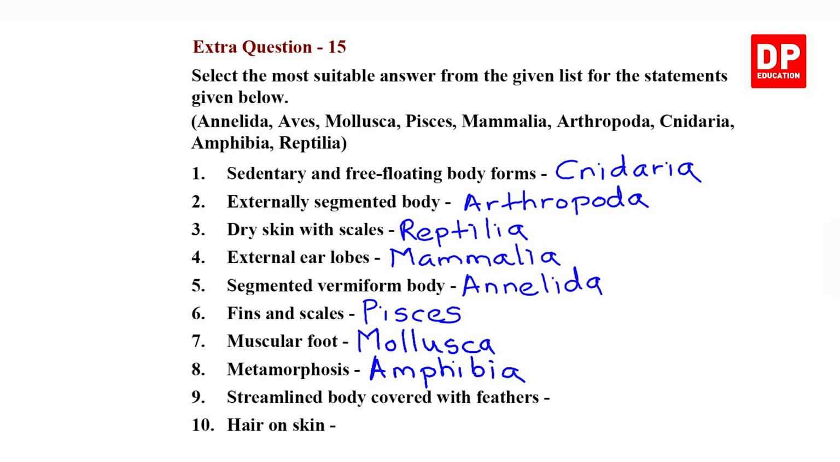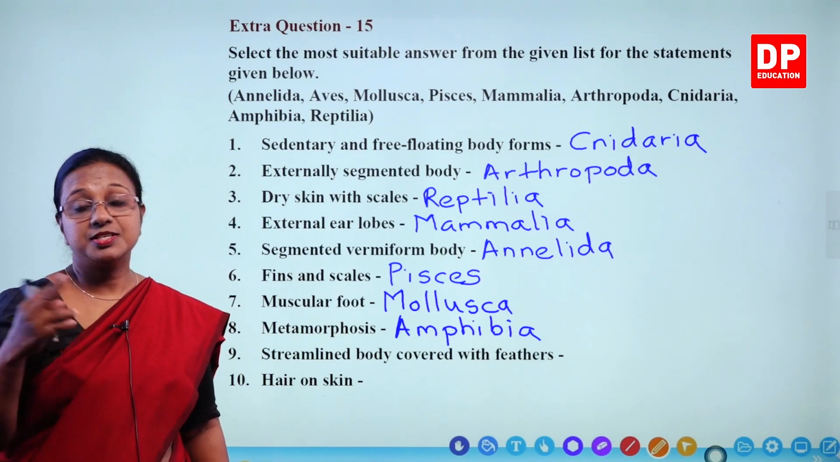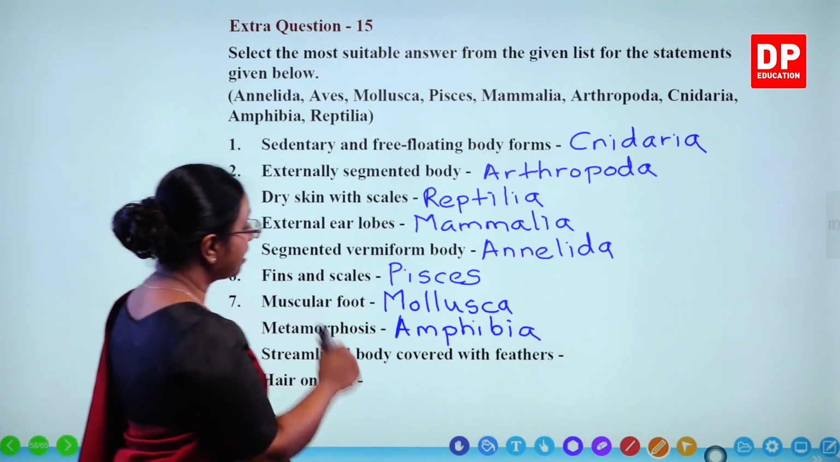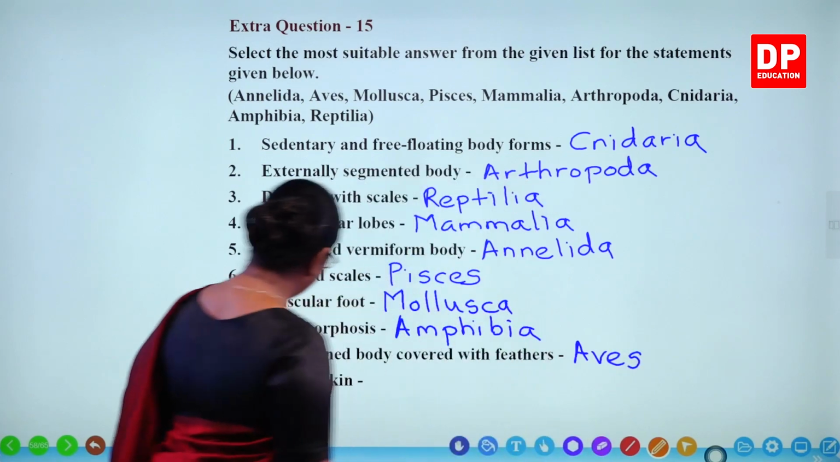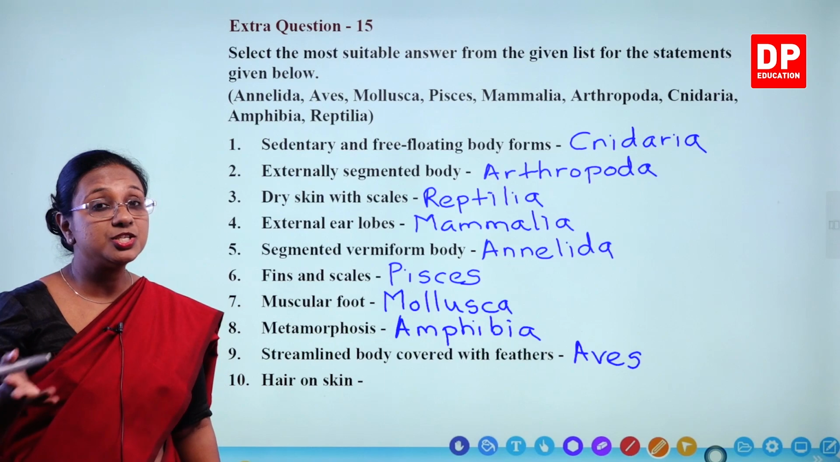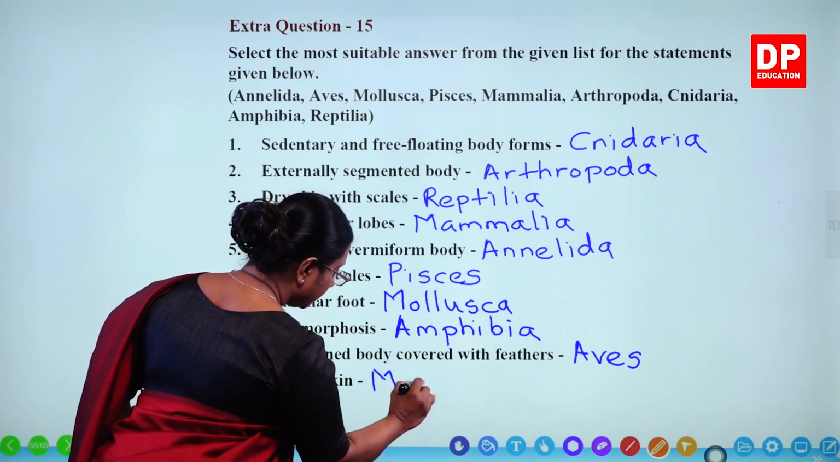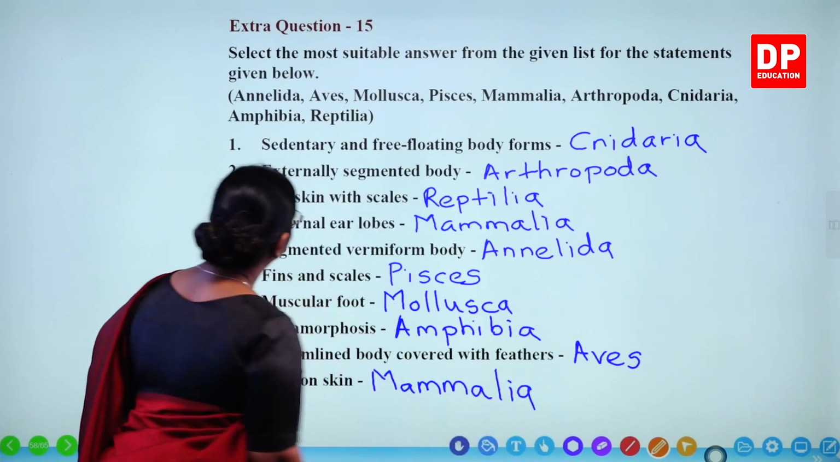Streamlined body covered with feathers. You know two groups have a streamlined body, fishes and birds. But covered with feathers means birds, Aves. And the last one, hair on skin. That is a special feature of Mammalia. So, Mammalia.